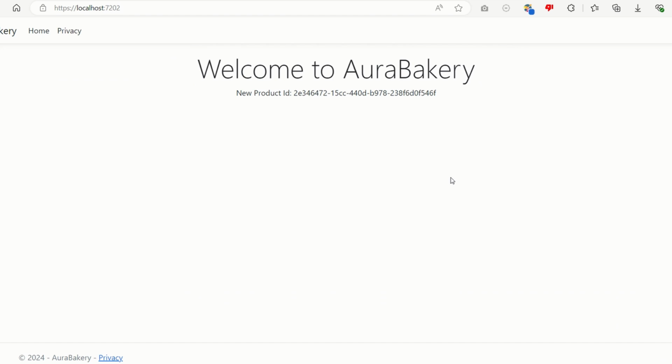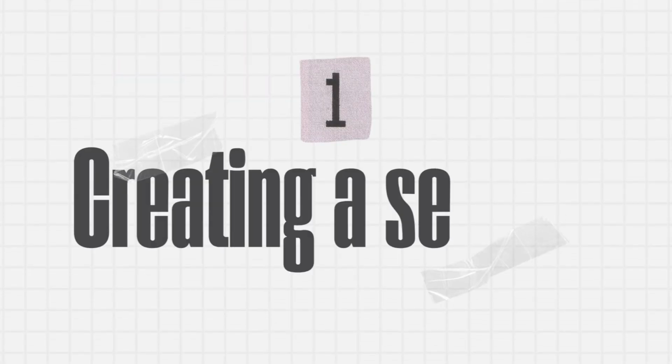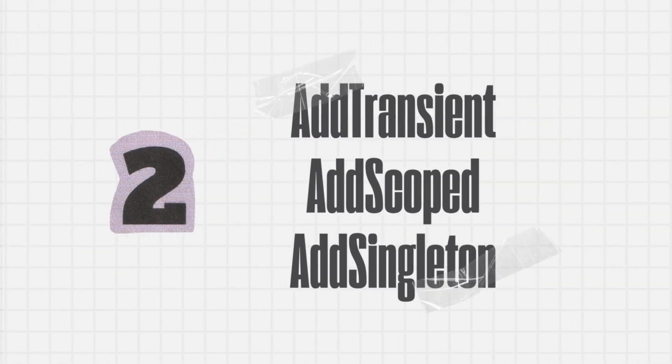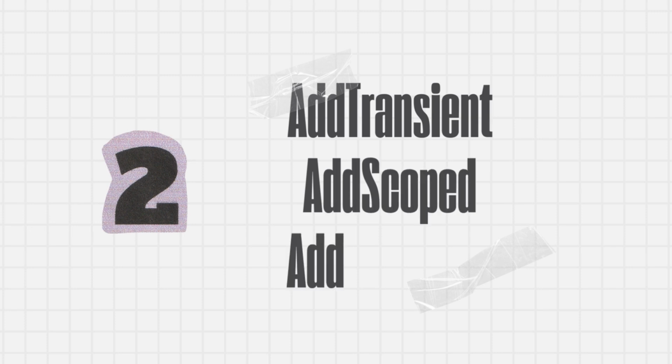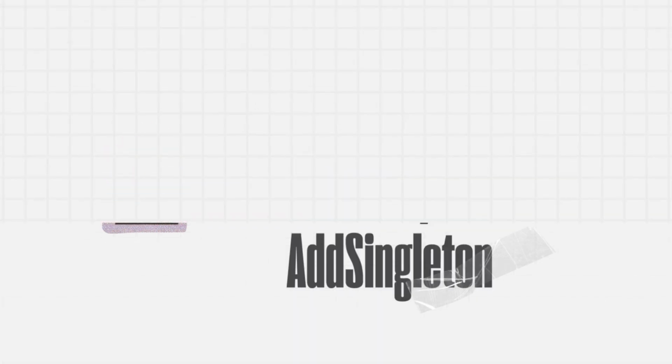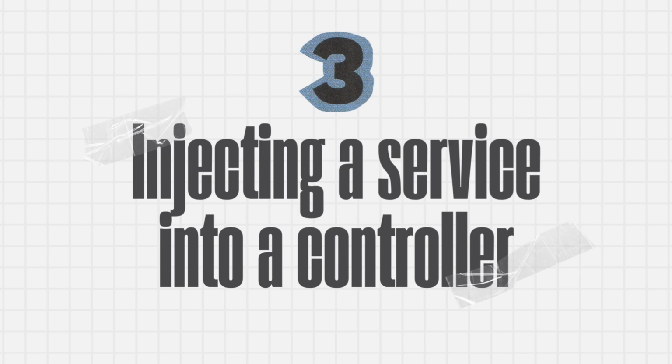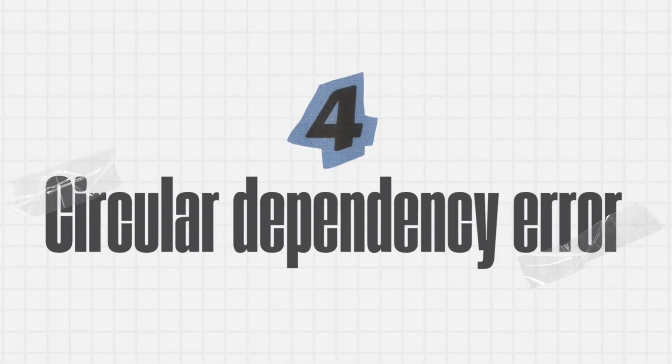The error was solved. To recap, we've learned about creating a service, the three different lifetimes of registering the service, AddTransient, AddScoped, and AddSingleton, injecting a service into a controller, and the circular dependency error.